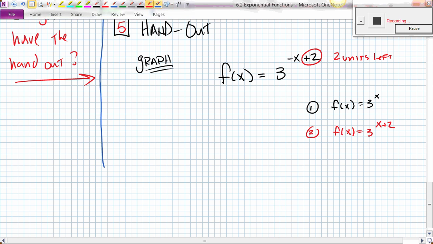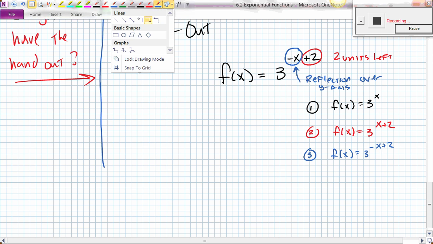And then finally, my third function, what's the third thing that's going on here? Yeah, the negative of my exponent means I have, if f of x is equal to 3 to the negative x plus 2, that is a reflection where? You guys got it. Over the y-axis. And guess what? You see how I've labeled it 1, 2, 3? That's how we graph it. 1, 2, 3. Does that make sense?